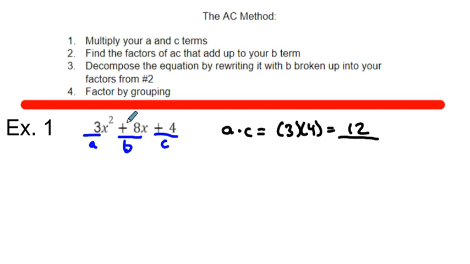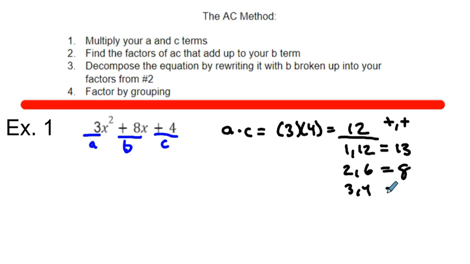First of all, this is positive and this is positive, which means that both of my factors are going to be positive. Because if they were both negative, this would become positive, but this would be negative. And if I had one of each, this would be negative, and so it wouldn't line up with what we have here. So the factors of 12 are 1 and 12, 2 and 6, and 3 and 4. If I add these up, 1 and 12 is 13, 2 and 6 is 8, 3 and 4 is 7, and my B term is 8. So the winner here is 2 and 6. This is the one we are going to use.